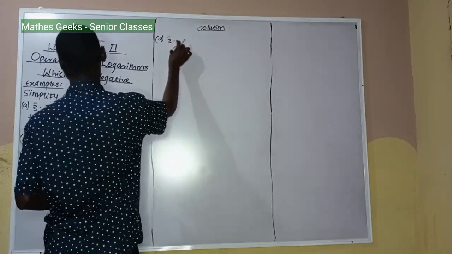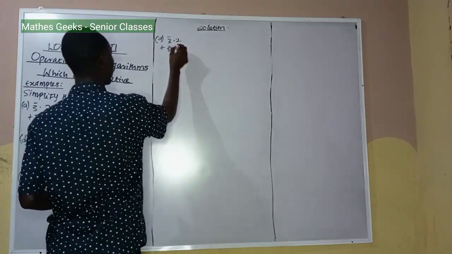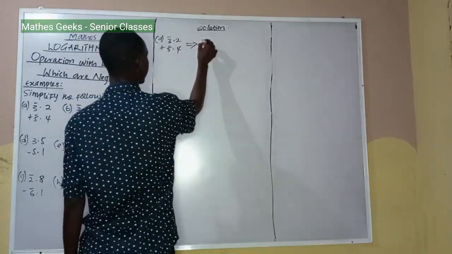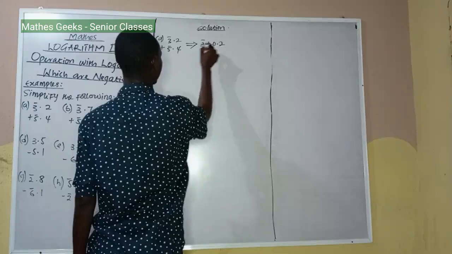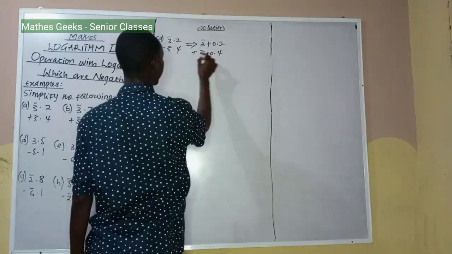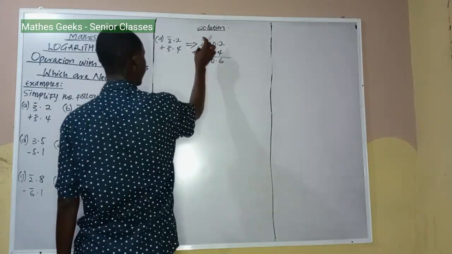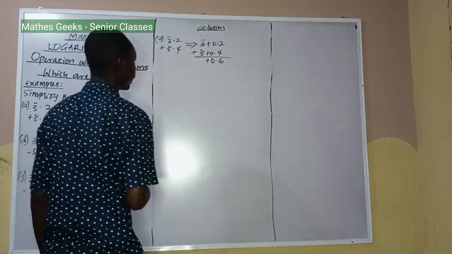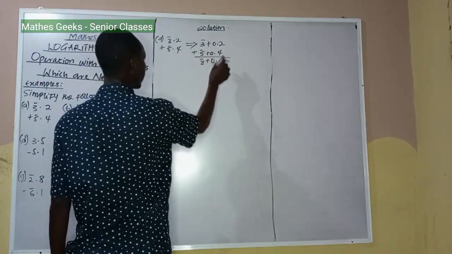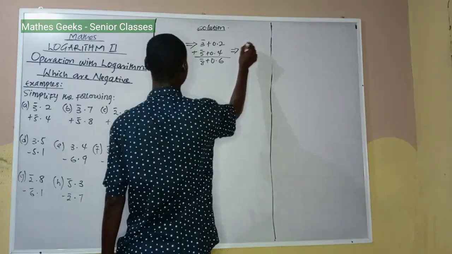Bar 3.2 plus bar 5.4. So this will give us bar 3 plus 0.2 plus bar 5 plus 0.4. So let's add 2 plus 4, 6. 0.6 plus bar 3 plus bar 5 gives us bar 8. So bar 8 plus 0 will give us bar 8.